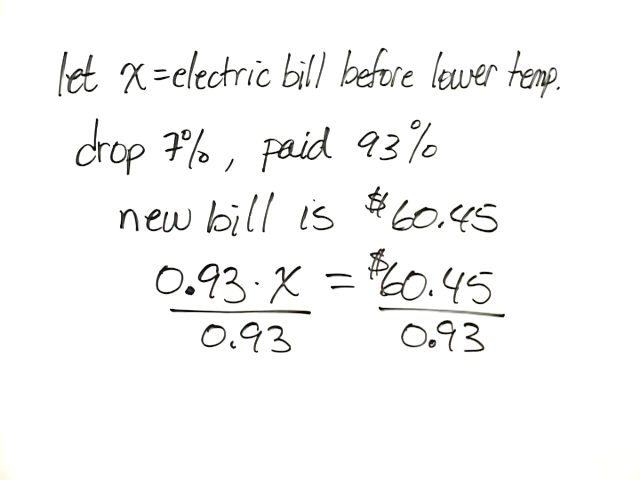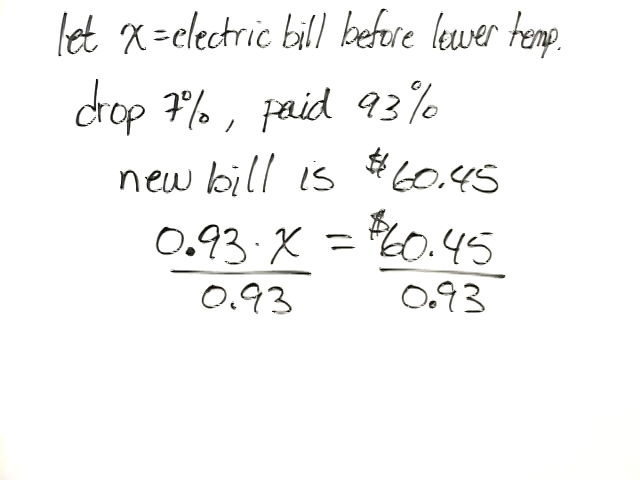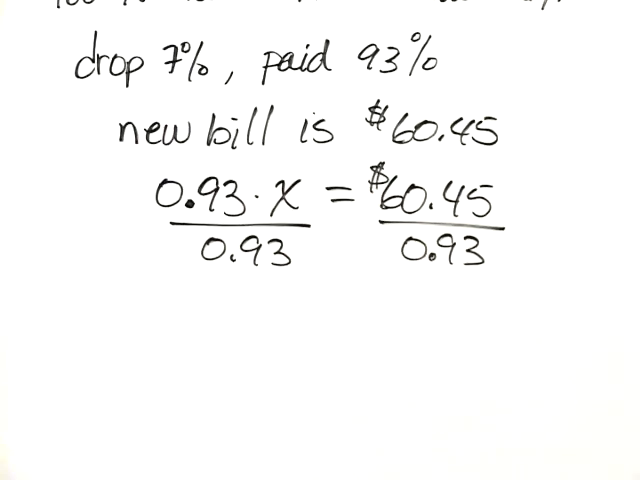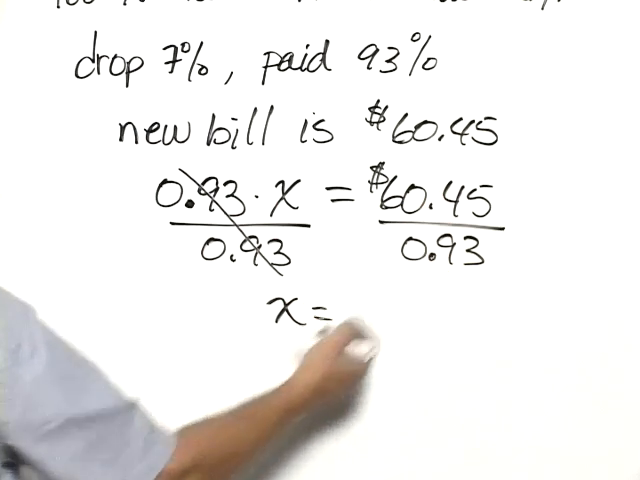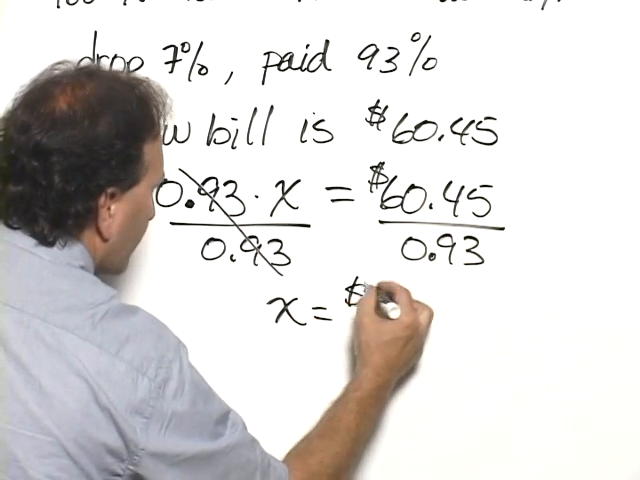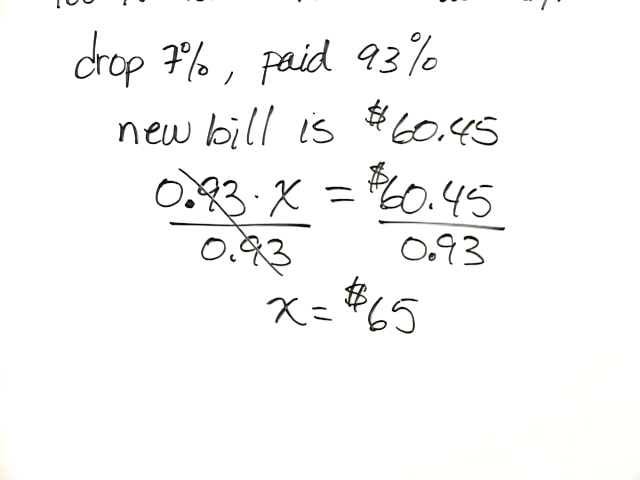Now what we need to do is to divide both sides by the coefficient of X, or in other words, divide by 0.93. On the left-hand side, of course, it all simplifies to equal X. And so we can write X is equal to, and now on a calculator, if you divide these, you'll find that it's equal to $65.